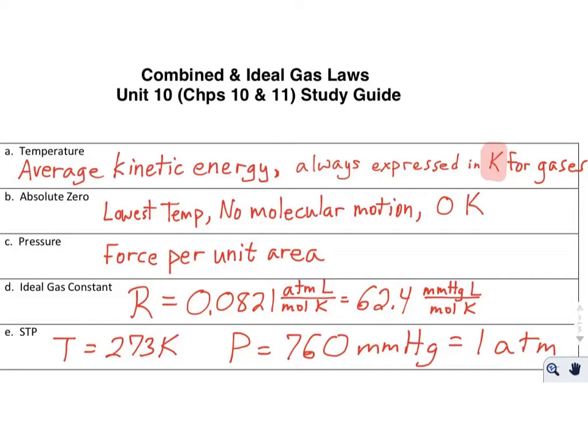These are the standard temperature and pressure values. Temperature is 273 Kelvin, pressure is either 760 millimeters of mercury or 1 atmosphere.